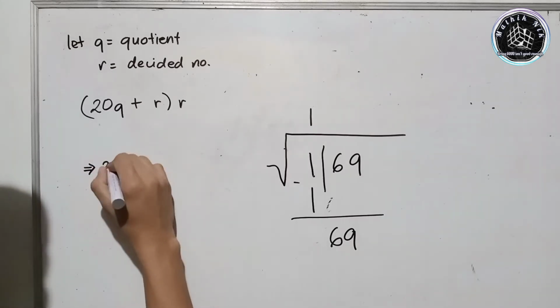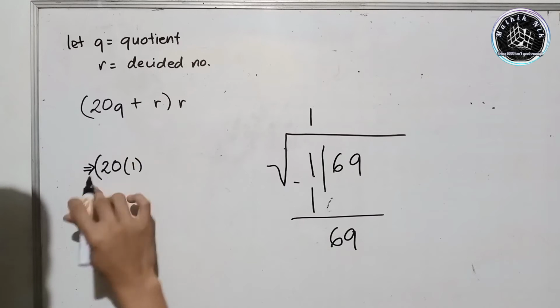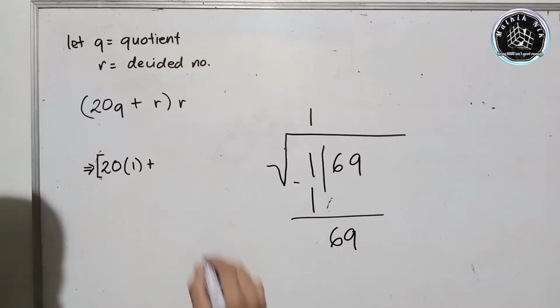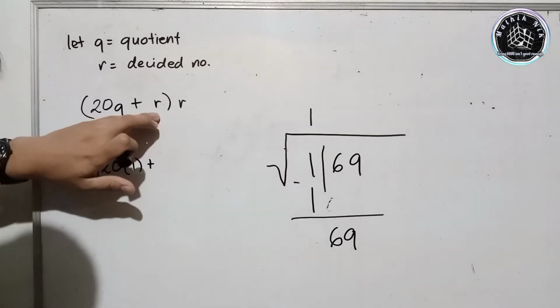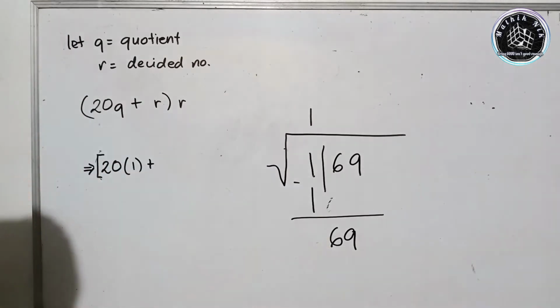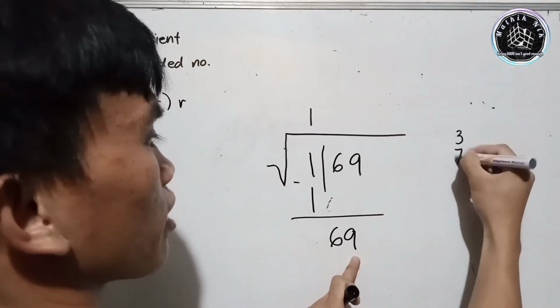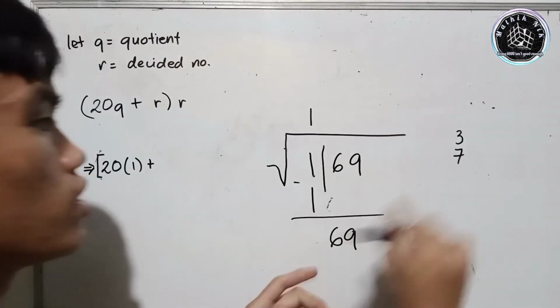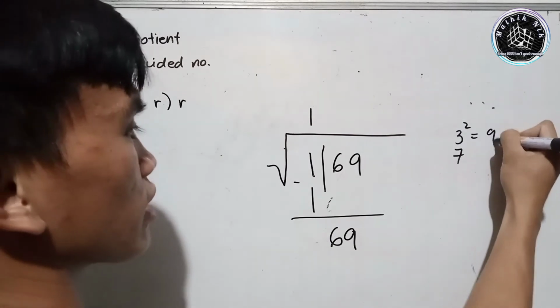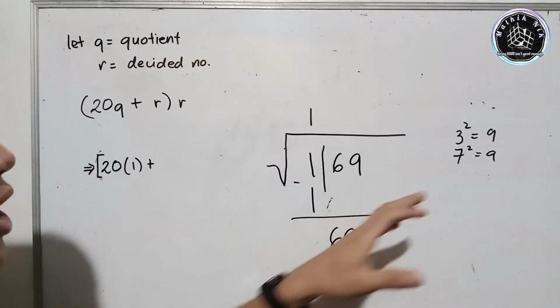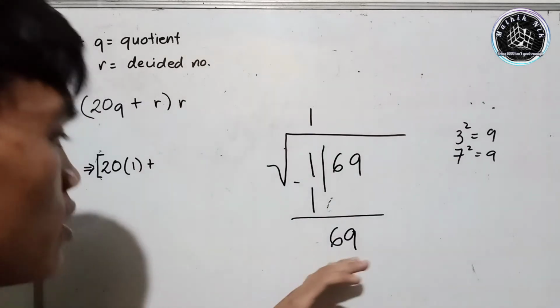So 20 times 1. Oh, sorry. I will change this to bracket. Plus, the R is we need to decide it. Since, as explained, 9 is either 3 or 7. When you square 3, the last digit is 9. And when you square 7, it is 9. So it is decidable that it's either 3 or 7 if it is a perfect square.